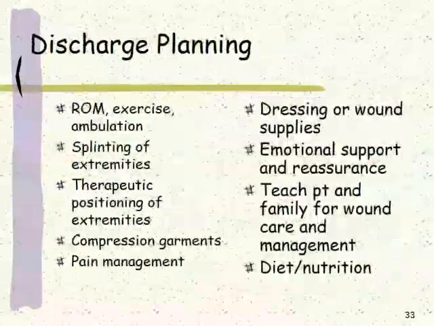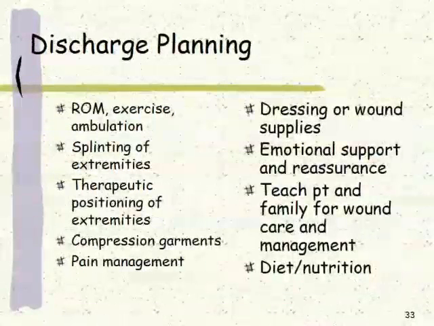Discharge planning with these patients is going to include all of those things listed: getting physical therapy involved for range of motion and exercise and ambulation assistance, splinting extremities as needed, compression garments, pain management, and emotional support, and trying to get them into family and support groups and different things like that are going to be very important.